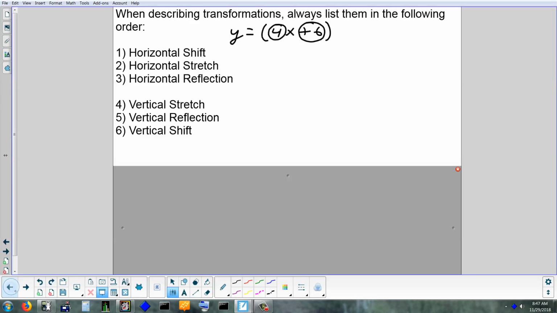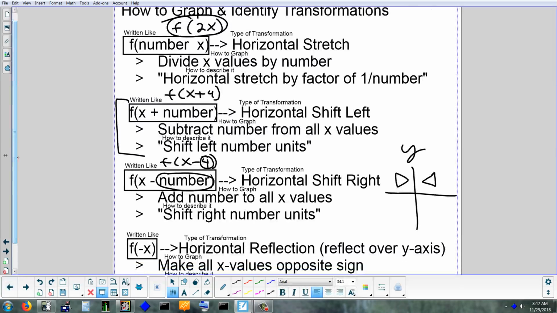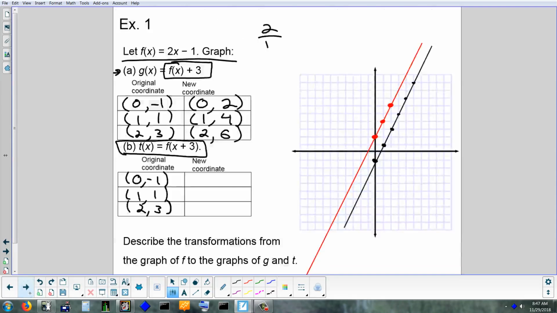And now, let's go back to the directions. We've added inside. Youssef told us it's a horizontal shift left. What are the directions? What do I do, and what letter do I do it to? Youssef? Subtract the number from all x values. All right. Subtract. There's my number right there. The y's are going to stay exactly the same.